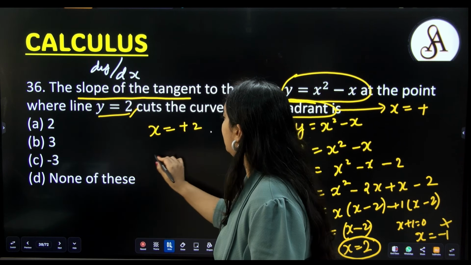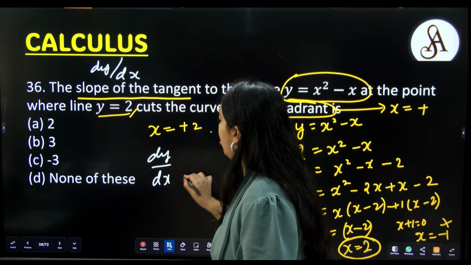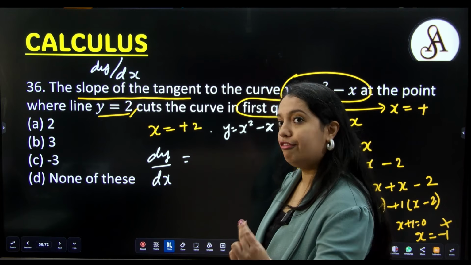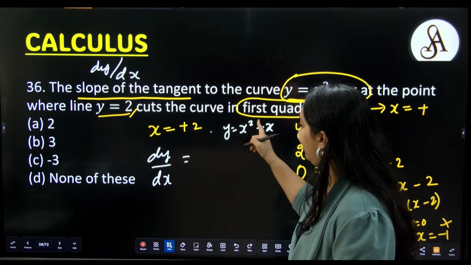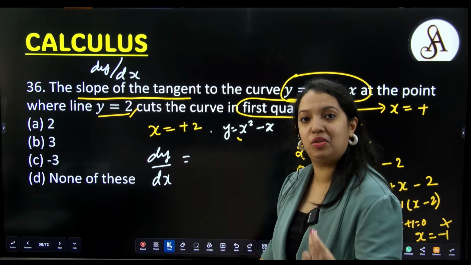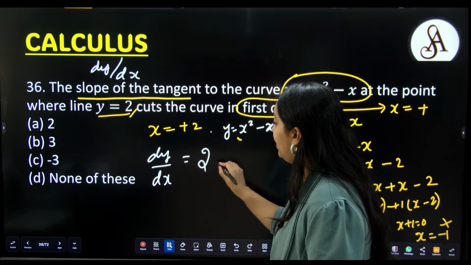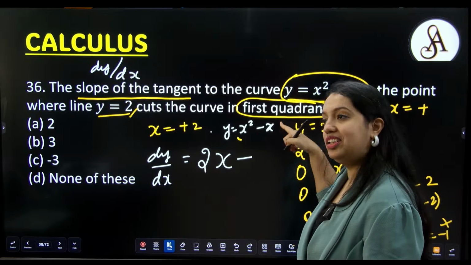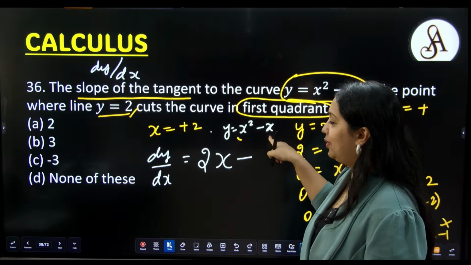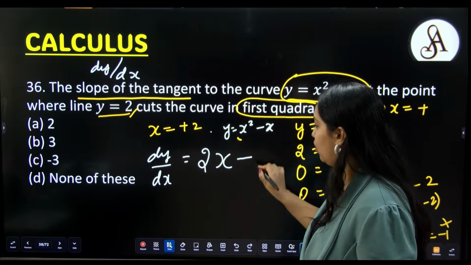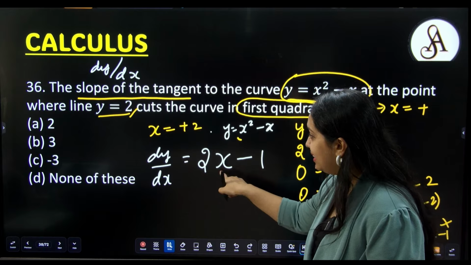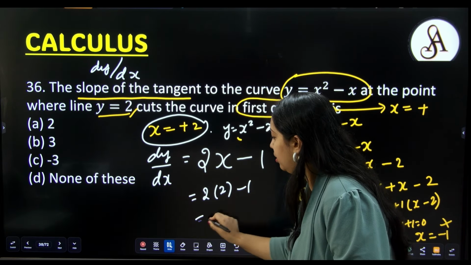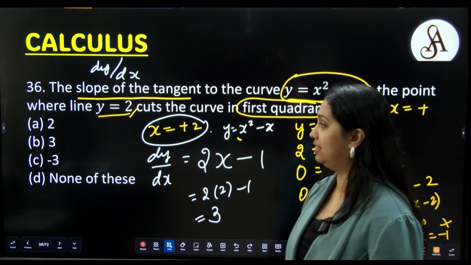Using derivative dy by dx. What is the y value given in the question? x square minus x. Find the derivative of y. Derivative of x power n is n into x power n minus 1, so 2 into x power 2 minus 1. Derivative of x is 1 into x power 1 minus 1, x power 0, the value is equal to 1. Replace this x value as plus 2. 2 into 2 minus 1, 4 minus 1, final answer is 3.